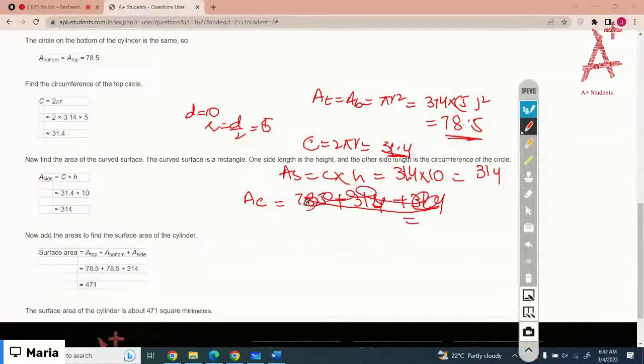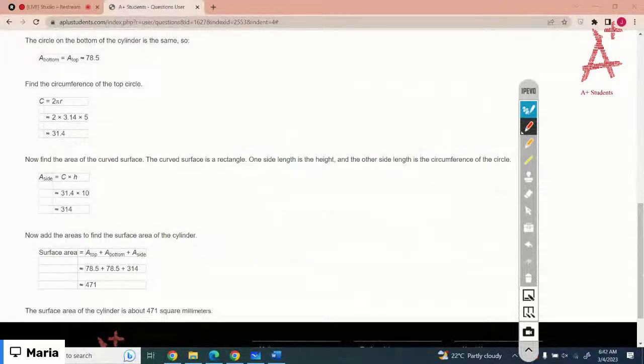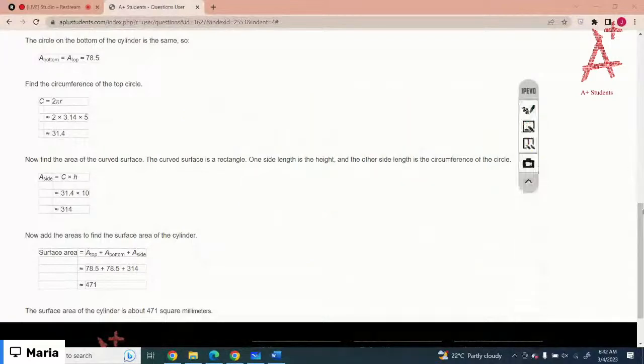Got it? Area of cylinder is 78.5 plus 78.5 plus 314. When you add them, it makes 471. Got it? So the correct option is 471.